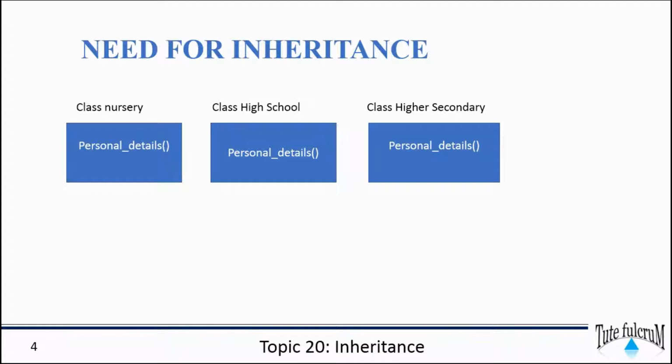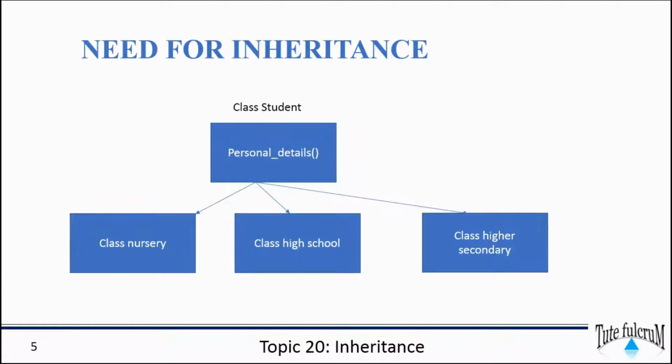We can clearly see that this process will result in duplication of the same code three times. This increases the chances of error and data redundancy. To avoid this type of situation, inheritance is used. If we create a class student and write the personal details function in it, and inherit the rest of the classes from the student class, then we can simply avoid the duplication of data and increase reusability.